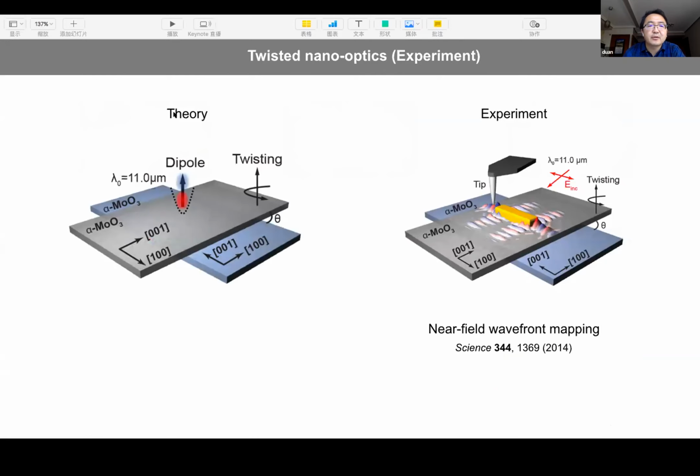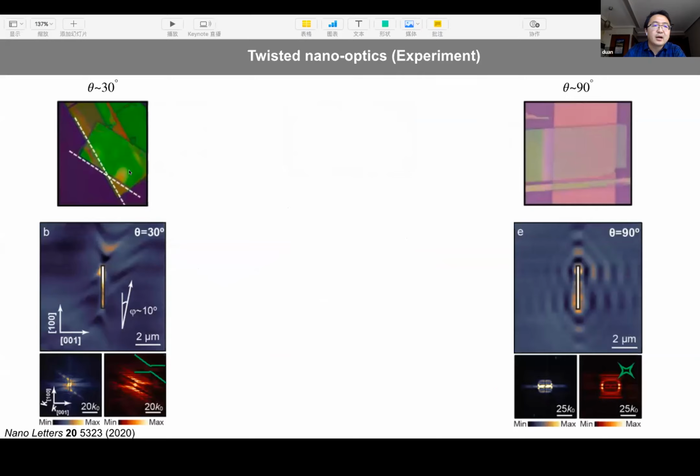So besides the theory, we want to realize it in the experiment. In theory, we use a dipole, but in experiments, we need to use the resonance gold antenna to map the wavefront of the phonon polaritons. Here I show you the experimental results.